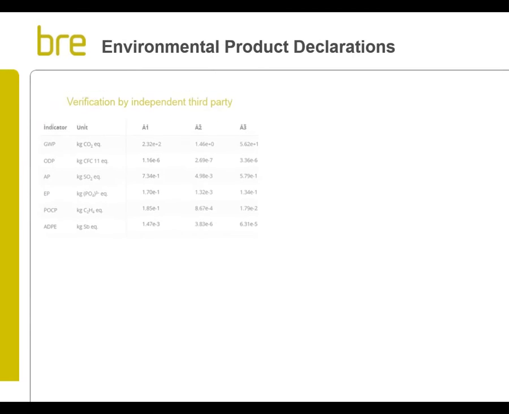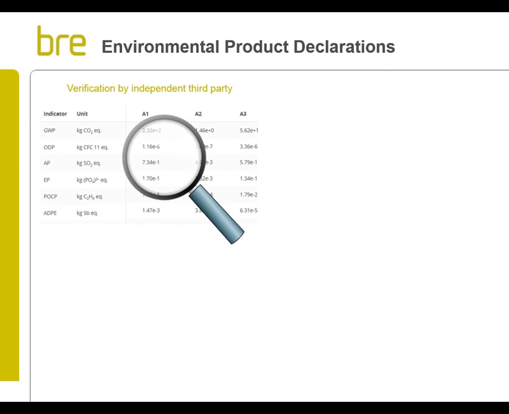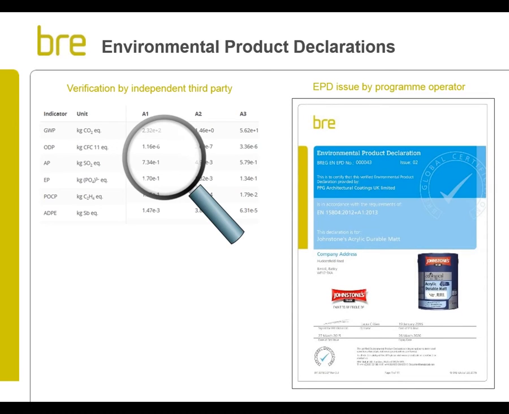LCA results with supporting documentation can be independently verified by a third party. After successful verification, the results can be used to produce Environmental Product Declarations, EPD. EPD are used to convey the environmental performance of products.